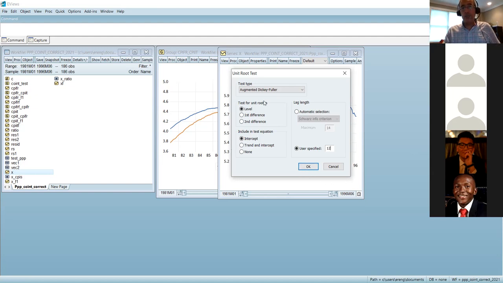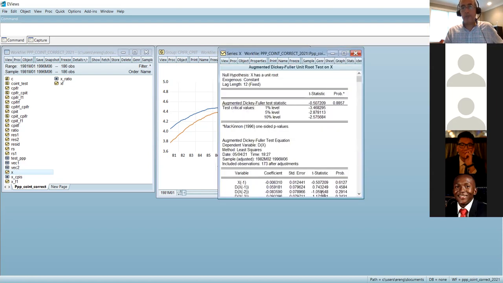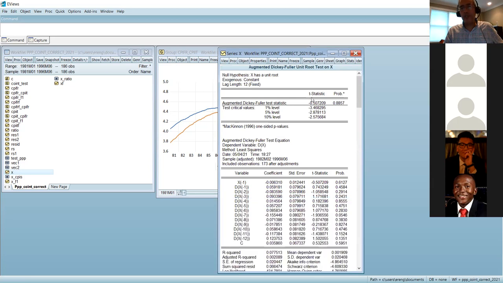Are you with me? So I'm doing an Augmented Dickey-Fuller test. This is my ADF test. I'm using levels because I want to see if this data is I(1). And I simply use 12 lags because I have monthly data and 12 months represent a year. Then we simply click okay. The only part you are interested in reading, guys, is this part here.